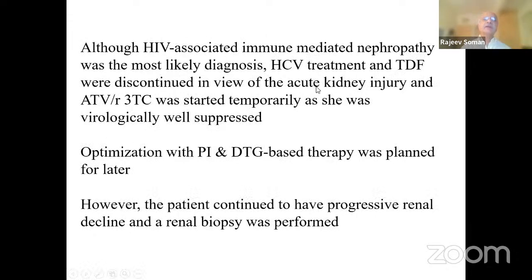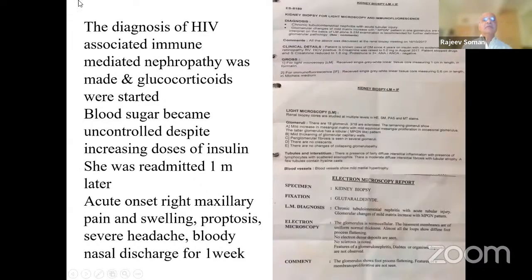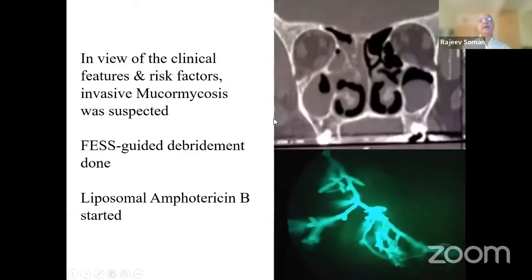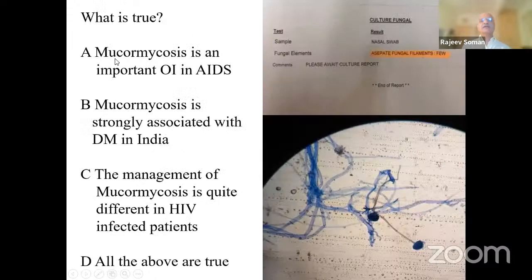So therefore, this was thought to be HIV-associated immune-mediated nephropathy, and therefore steroids were to be started. Optimization of PI and DTG-based therapy was planned for later. So right now, TDF was discontinued, and only boosted atazanavir and lamivudine was continued. The biopsy confirmed that this was immune-mediated nephropathy, and glucocorticoids were given. Now, she developed uncontrolled diabetes despite increasing the doses of insulin, and she was admitted with findings of rhino-orbital mucormycosis. So liposomal amphotericin B was started for this patient.